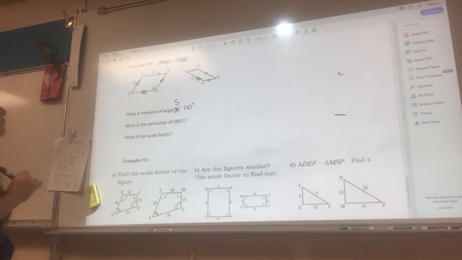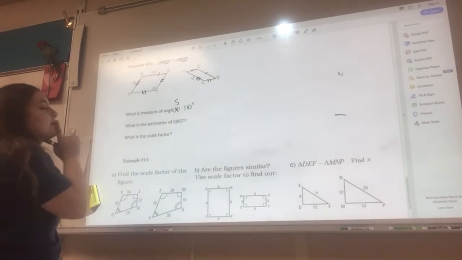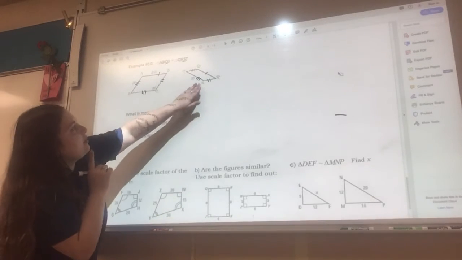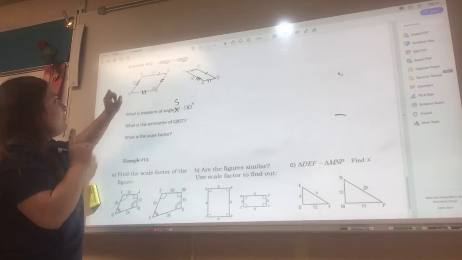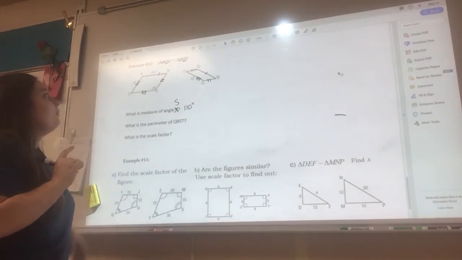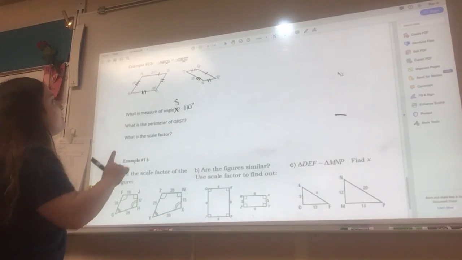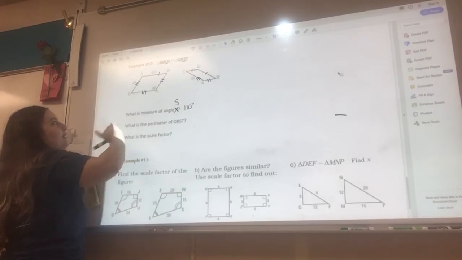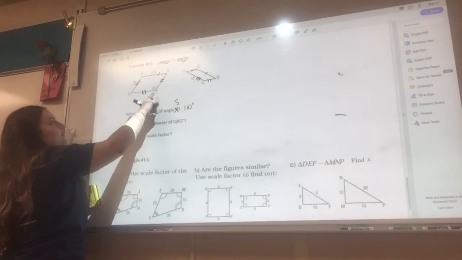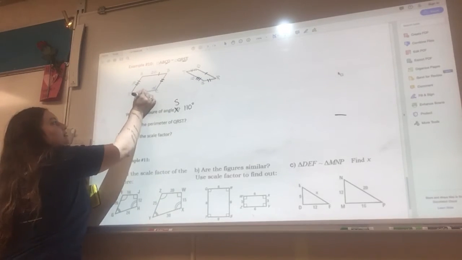Well, we need to find perimeters, but QRST only has one number, and ABCD only has two. Well, let's look at that. Since this is a lovely rectangular parallelogram, AB is 20, therefore CD must also be 20.